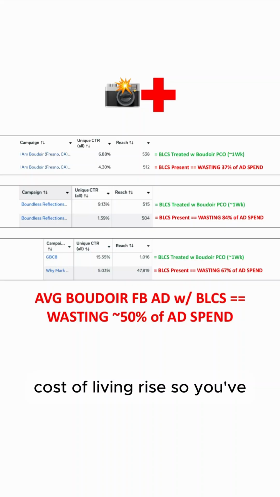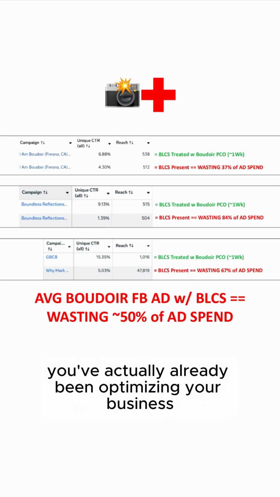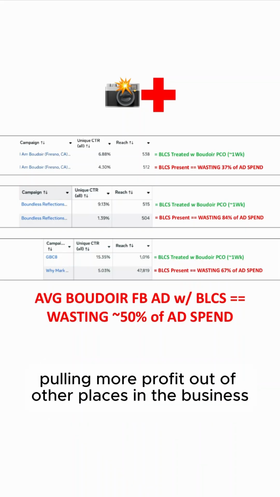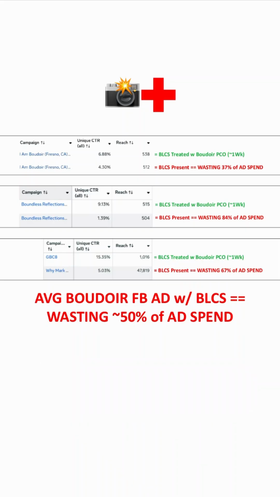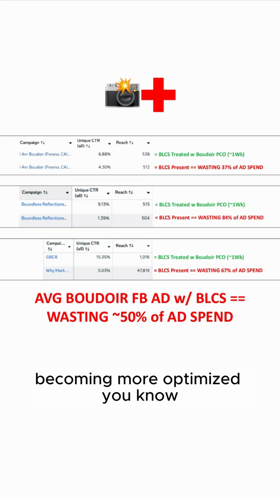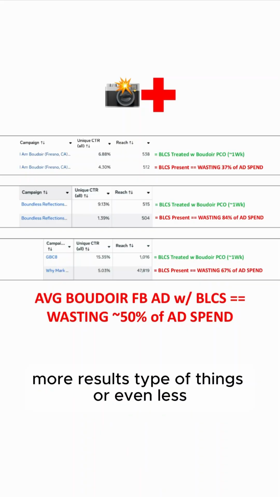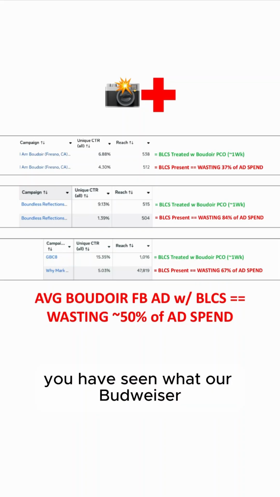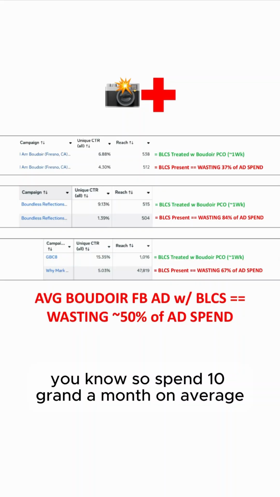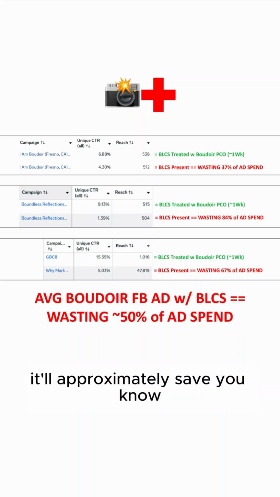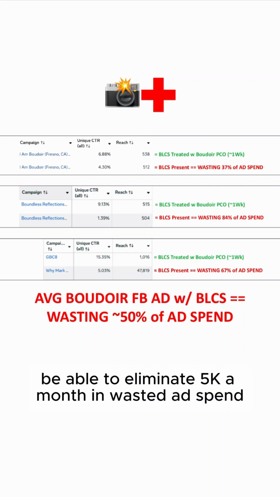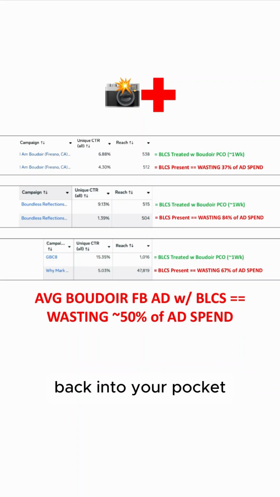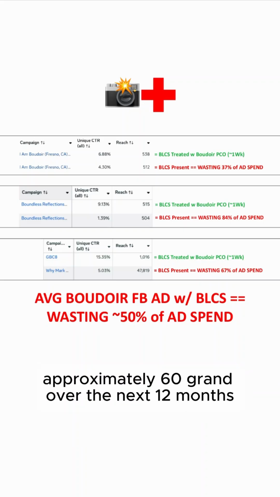And you're seeing inflation, cost of living rise, so you've actually already been optimizing your business, pulling more profit out of other places in the business, becoming more optimized, same effort, more results, or even less effort, same results. And you have seen what our Boudoir Pico solution can do for others. So spend 10 grand a month on average. It'll approximately save, be able to eliminate 5K a month in wasted ad spend back into your pocket, approximately 60 grand over the next 12 months.